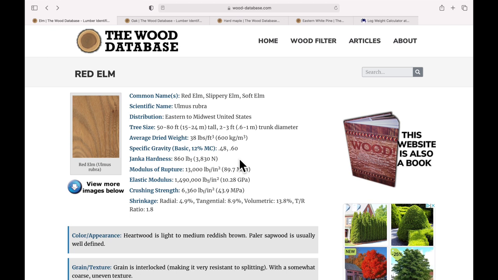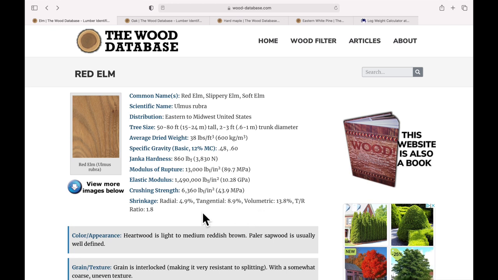If this is in a hydraulic press or something, it'd take 860 pounds of force to drive that ball in half its distance. Again, that's kind of a convoluted test, but that's what they came up with, and that's how we determine how hard things are. I'll show you a couple other quick examples in a minute of different woods and their hardness and their relation to that.